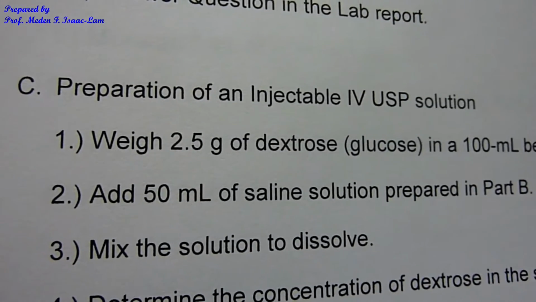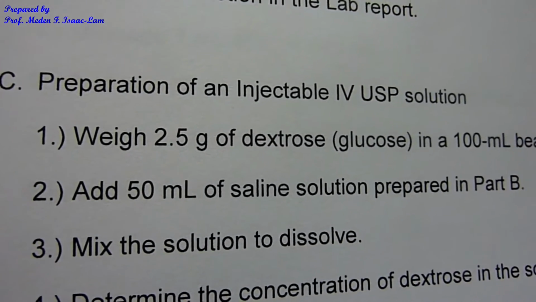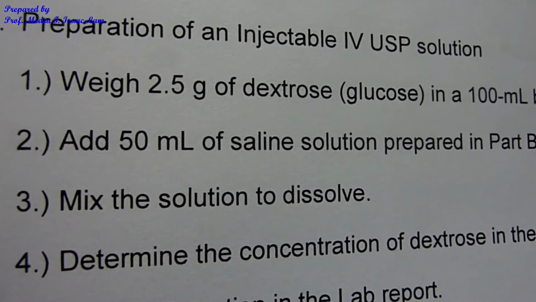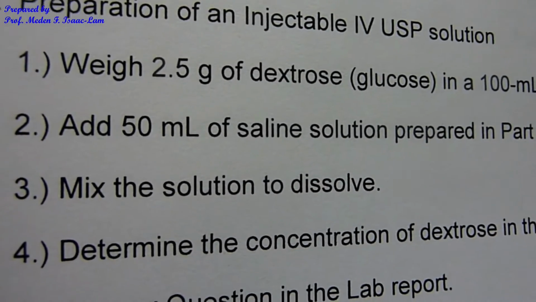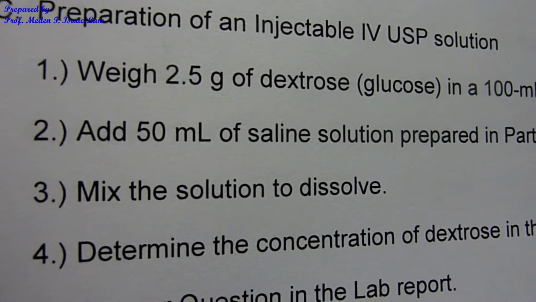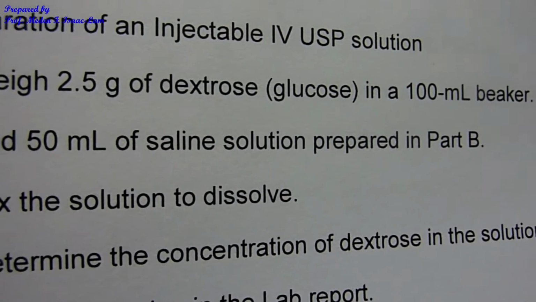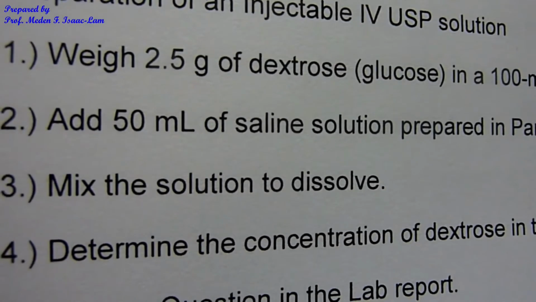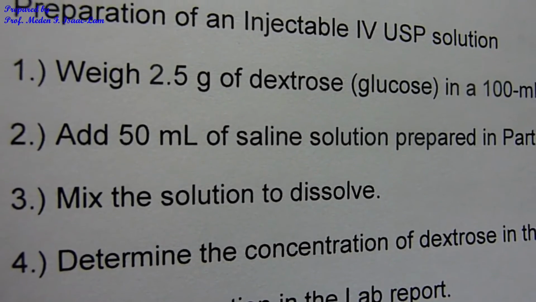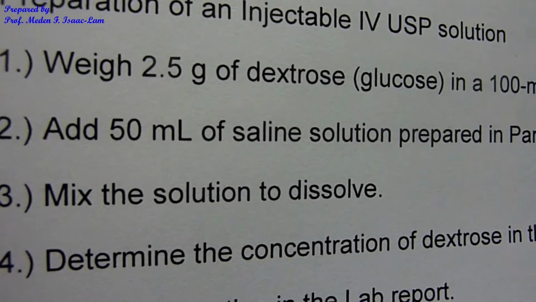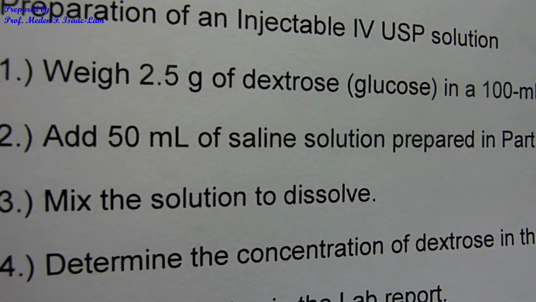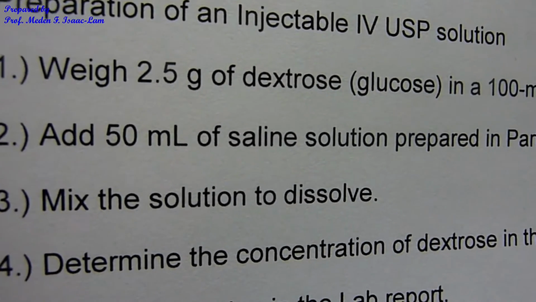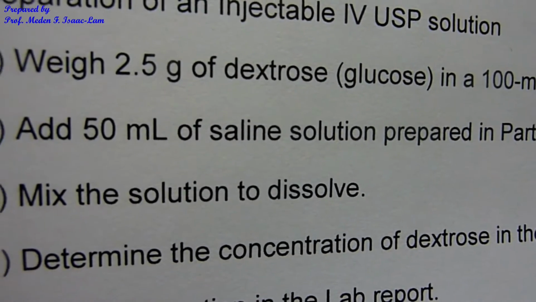Part C is preparation of an injectable IV. We are now going to weigh 2.5 grams of dextrose or glucose, and then we are going to dissolve that in 50 ml of the saline solution that we prepared in part B, and then mix the solution to dissolve. So in this case, you have two solutes, that would be NaCl and then glucose, and the solvent is still water.